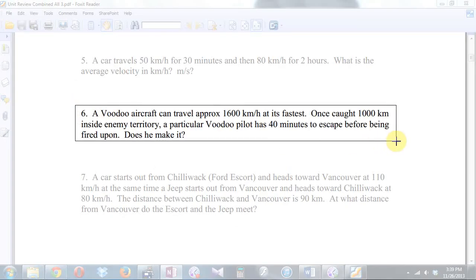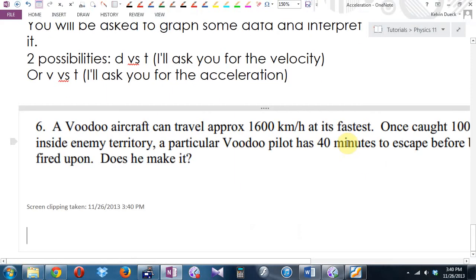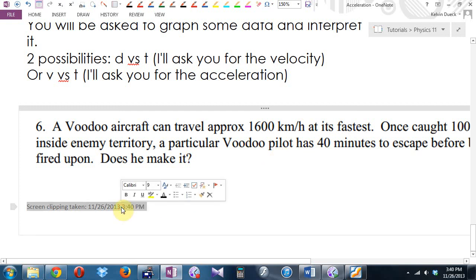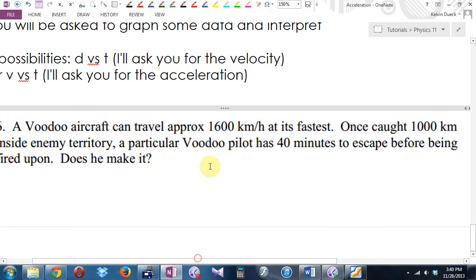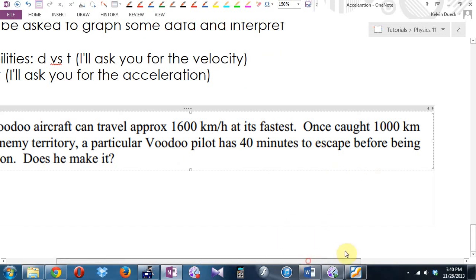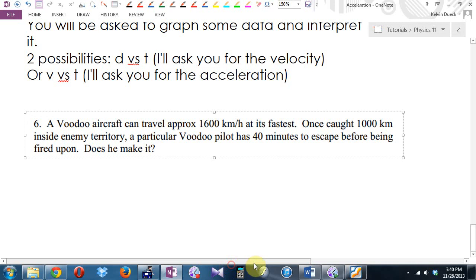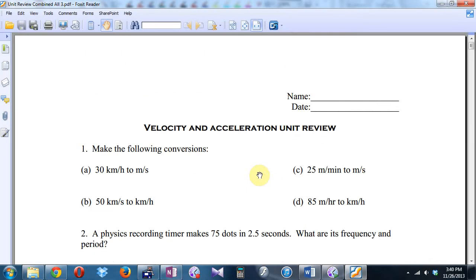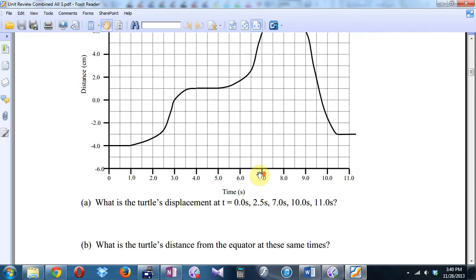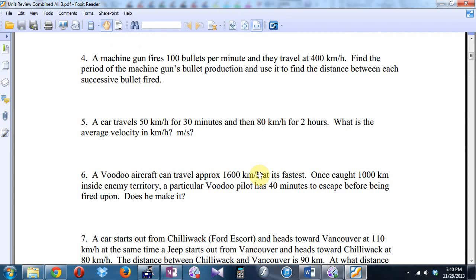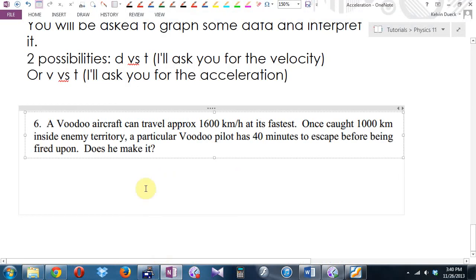Yo. Okay, are you writing tomorrow? I'll email this out in about 45 minutes or so, and you can get the PDF copy. A Voodoo Aircraft. Which version is this supposed to be? I don't know. I was expecting from the Velocity Acceleration Unit Review, number 6. Okay.